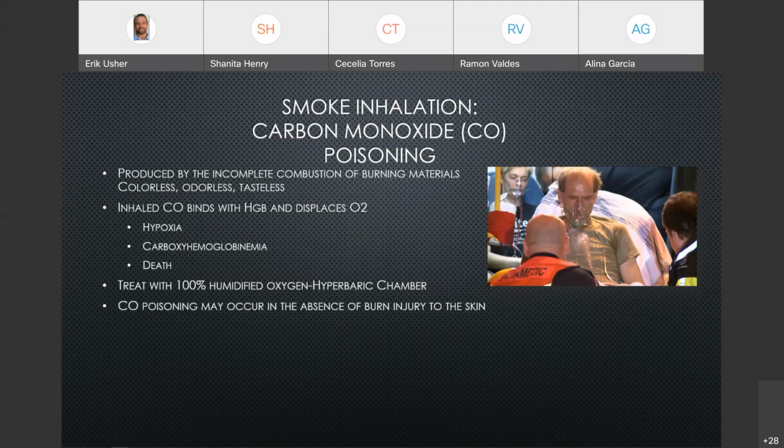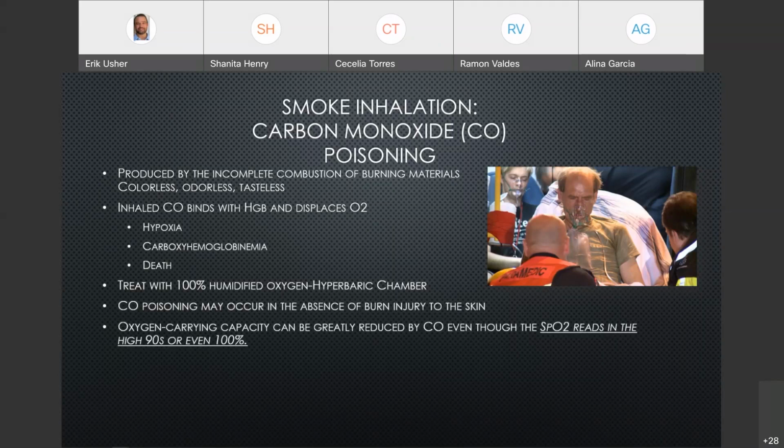Carbon monoxide poisoning may occur in the absence of burn injuries. We hear about this in the wintertime, particularly in the colder areas, where maybe somebody's burning something in the house. Or in Florida, for example, during hurricanes, somebody has a generator running in the house or in the garage, and those fumes can cause carbon monoxide poisoning. The oxygen carrying capacity can be greatly reduced by carbon monoxide, even though the SpO2 reads normal. So you're going to put a pulse ox on these patients, and it's going to be normal.